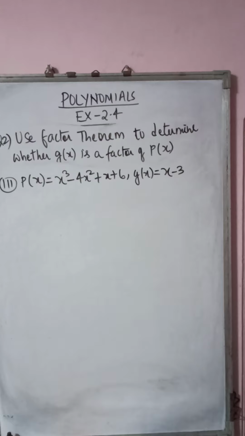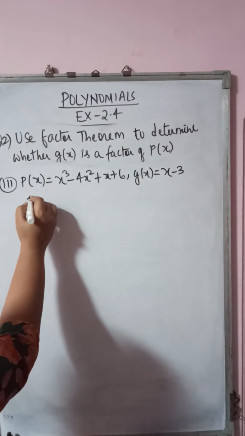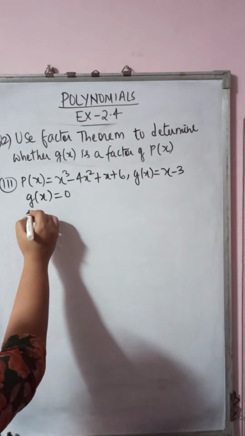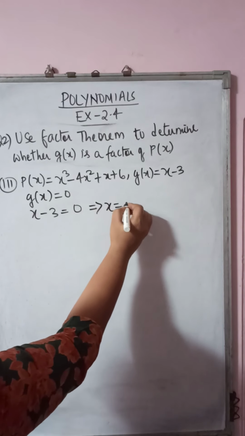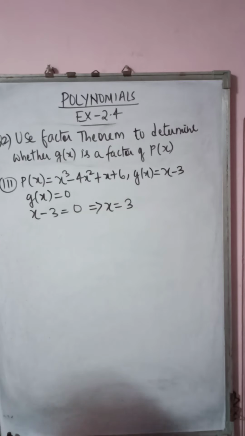Question number 2, third part. Now what is g(x) here? x minus 3. So what will be the first step? This should be equal to 0. That means x minus 3 should be equal to 0. So this implies that the value of x will be plus 3. Minus 3, when it goes to the other side, the sign will change. So minus 3 will become plus 3.